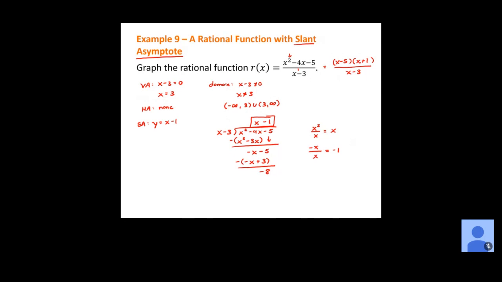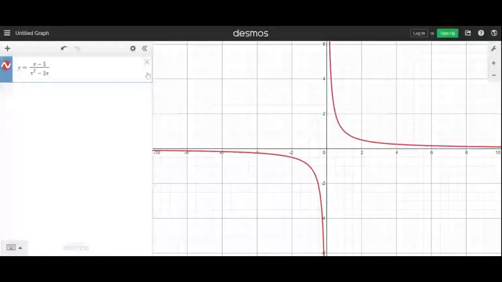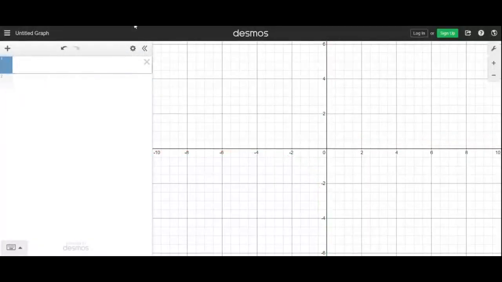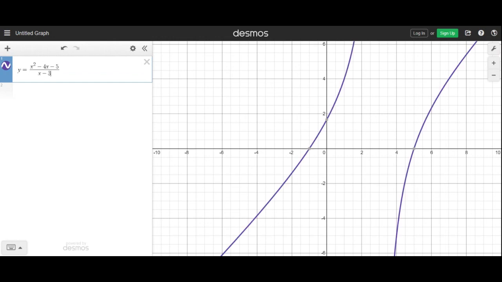All right, so let's look at the graph because I want to show you what this actually looks like when we graph it. All right, so y equals, numerator was x squared minus 4x minus 5. Denominator was x minus 3. That's what our graph looks like this time.